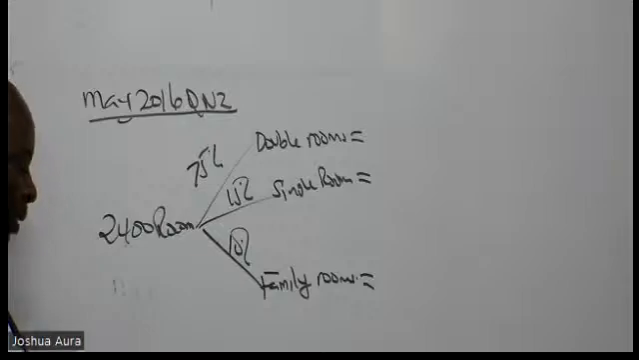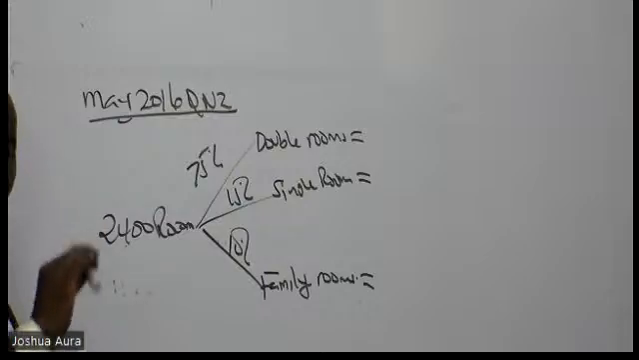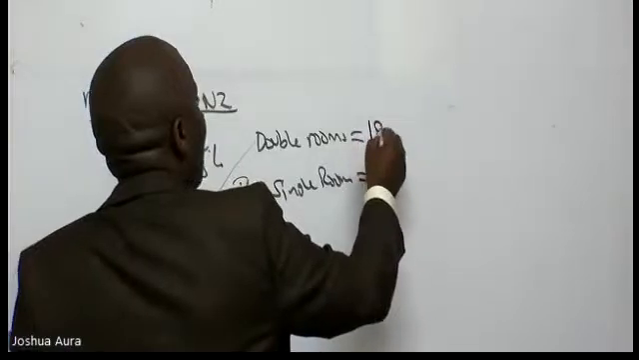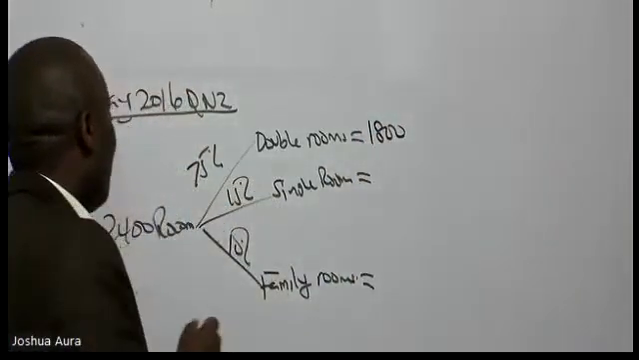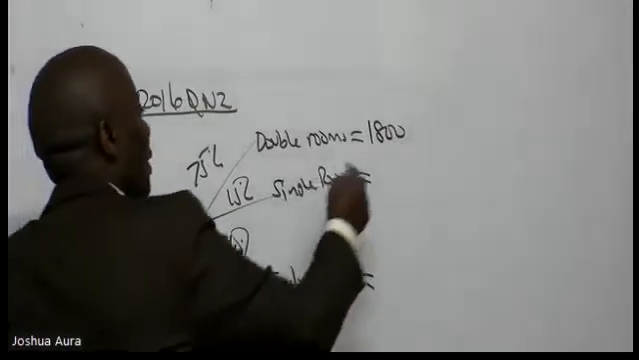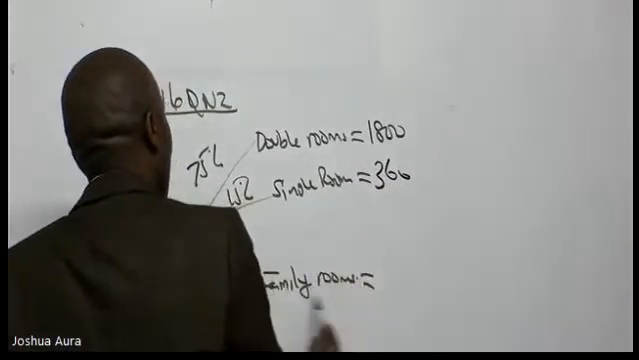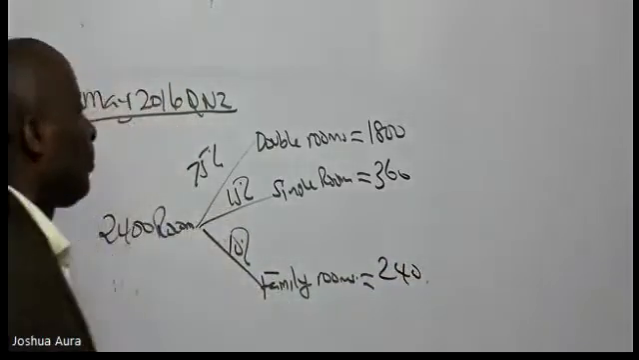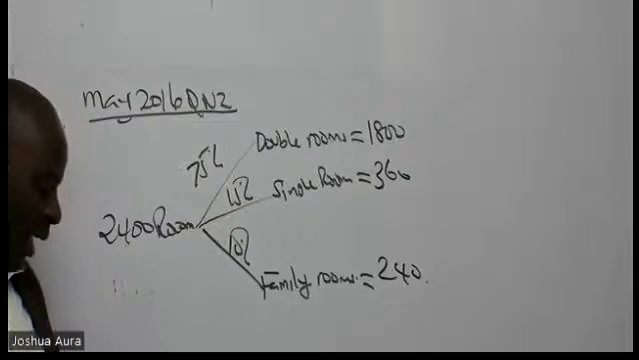So double rooms will be... 2,400 are the total number of rooms, of which they've given you the percentages going to 1,800. They've already given me the figures here. So double rooms are 1,800, and then single rooms are 15% of 2,400. Single rooms are 360, and then 10% are family rooms, 240, like that. Great. There's a low-hanging mark there.